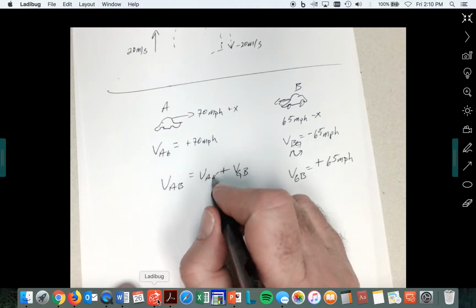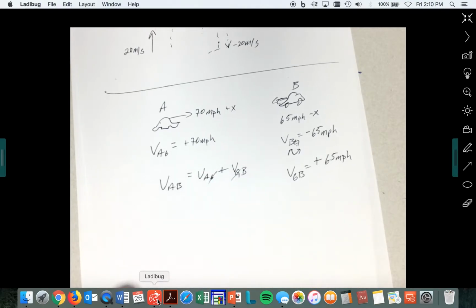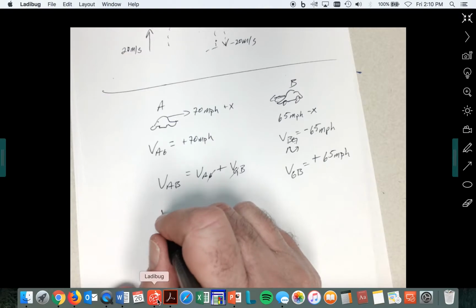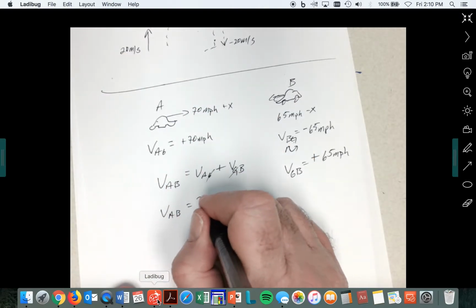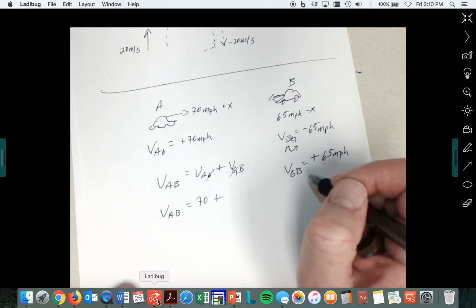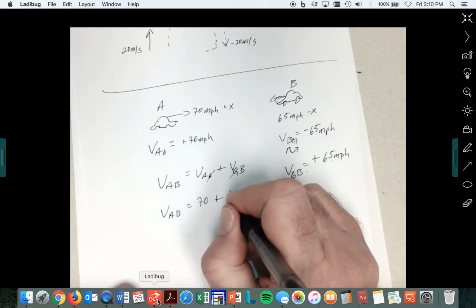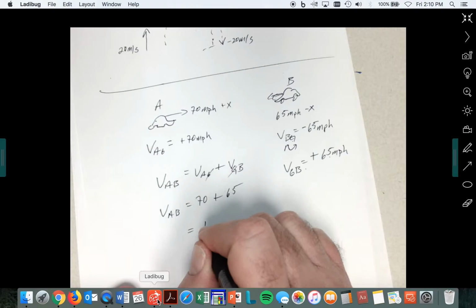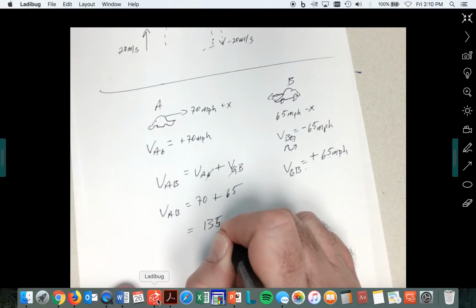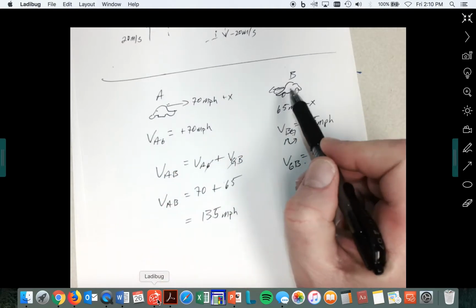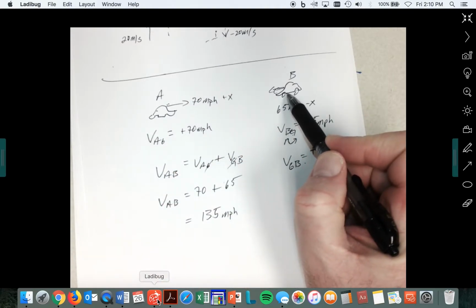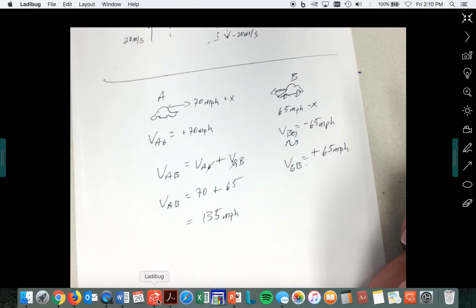So now my subscripts cancel like that. I've got V of AB is positive 70 plus V of GB is positive 65. So that's 135 miles per hour. The velocity of this car, according to this driver, is coming at him at 135 miles an hour.